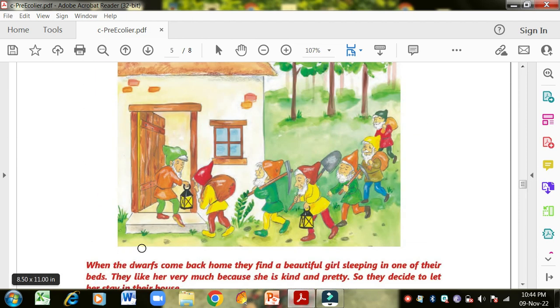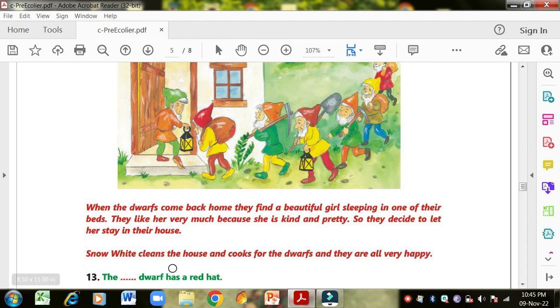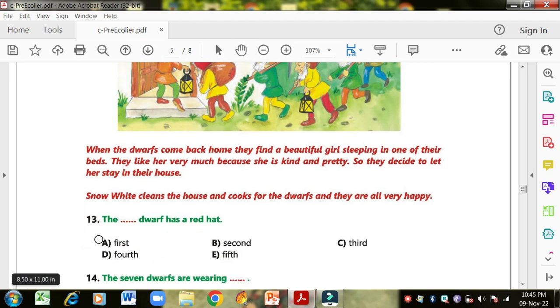You can see the dwarfs are coming back into the house. When the dwarfs come back home, they find a beautiful girl sleeping in one of their beds. They like her very much because she is kind and pretty. So they decide to let her stay in their house. Snow White cleans the house and cooks for the dwarfs, and they all are very happy. Now let's see what the questions are.